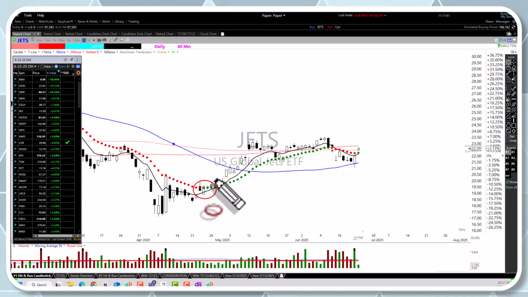Now, if anyone has TC2000 today and you want this on your charts, I can show you how to make it. It's really easy to do. I'll be glad to show you how to do that.